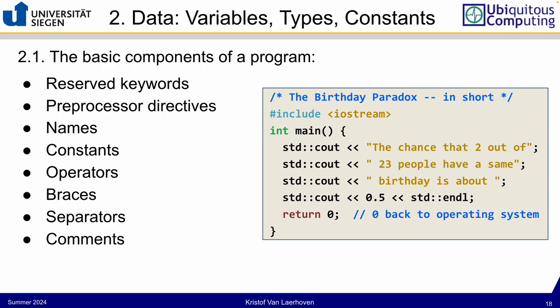Okay, good. What are the basic components of a program? When you write a program, you start writing this text file, which has loads of different elements. If you write a program like this, for instance, you see already that IOStream as a library is included. That means we need things from this library. You have this main function.